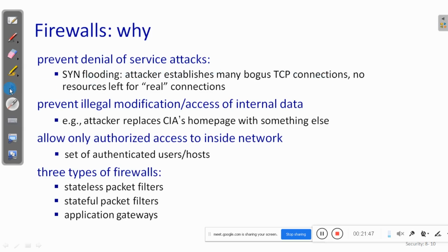The second one is to prevent illegal modification or access of the internal data. This is the second use of a firewall. The third one is to allow only authorized users to access the inside network. This is the main use of the firewall. Three types of firewalls are there: stateless packet filters, stateful packet filters, and application gateway.